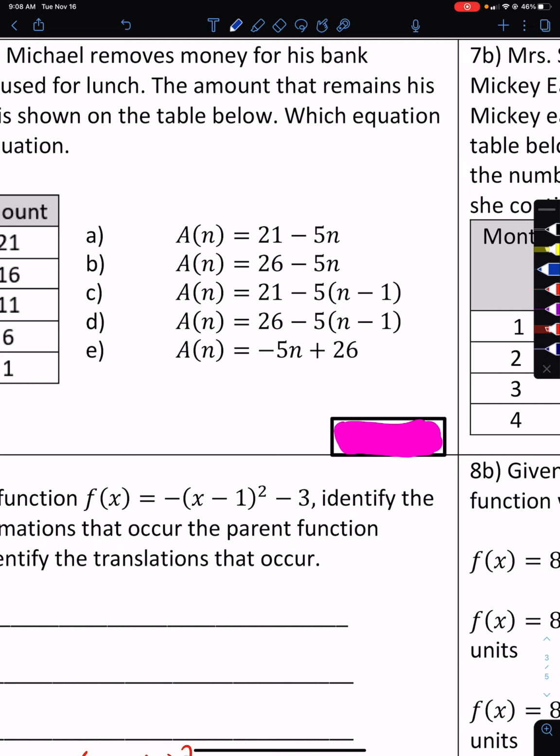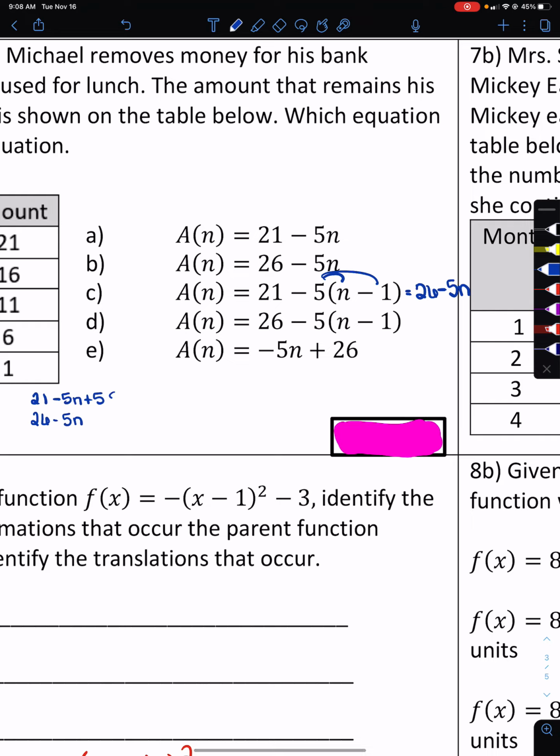So I'm going to go ahead and distribute this to there and there. So for C, I'm going to have 21 minus 5n plus 5. That can be simplified to 26 minus 5n. Okay. So this is the same thing as 26 minus 5n. Hey, that's the same thing as the B equation, okay?